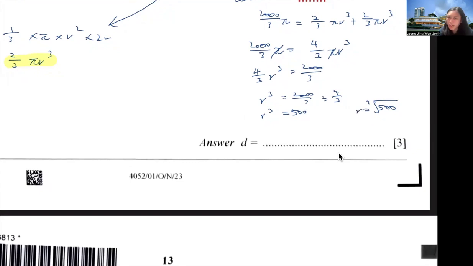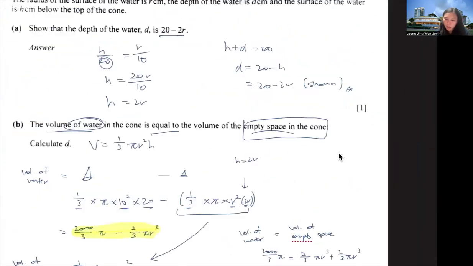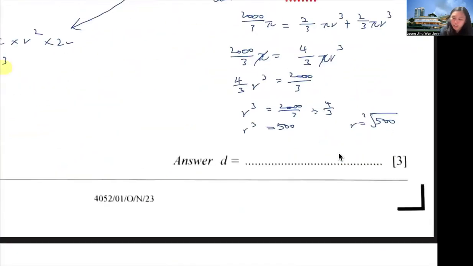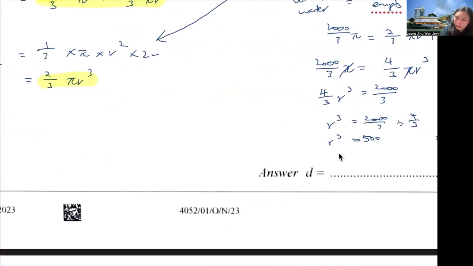Question wants me to find D. Can you see? But no worries, right? We know that D, from the earlier part, we know D is equivalent to 20 minus 2R. I know R, I can find out what is D. No issue there, right? So I know that D equals 20 minus 2R. Okay, so 20 minus 2, let me substitute my R. So R is the same thing as cube root 500, right?